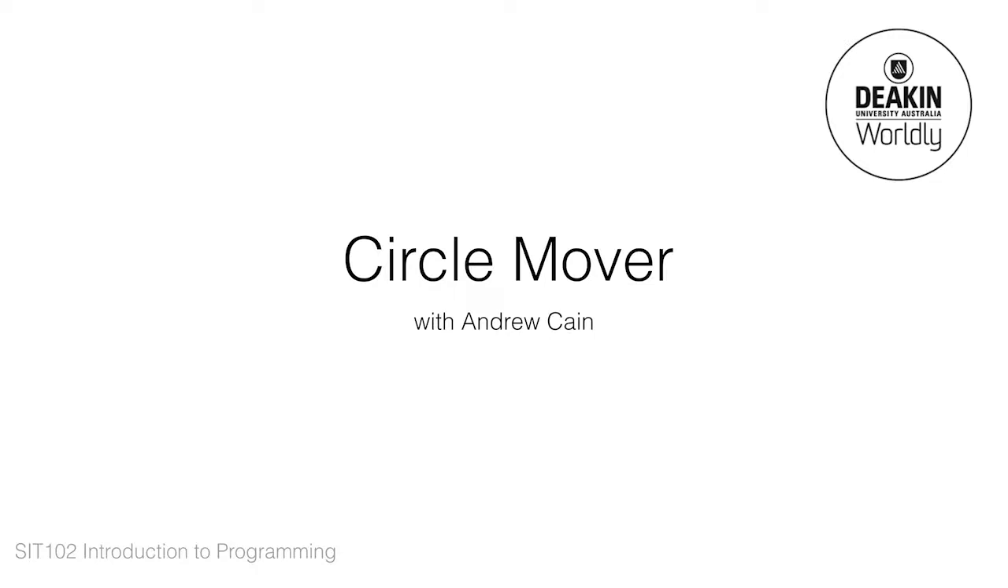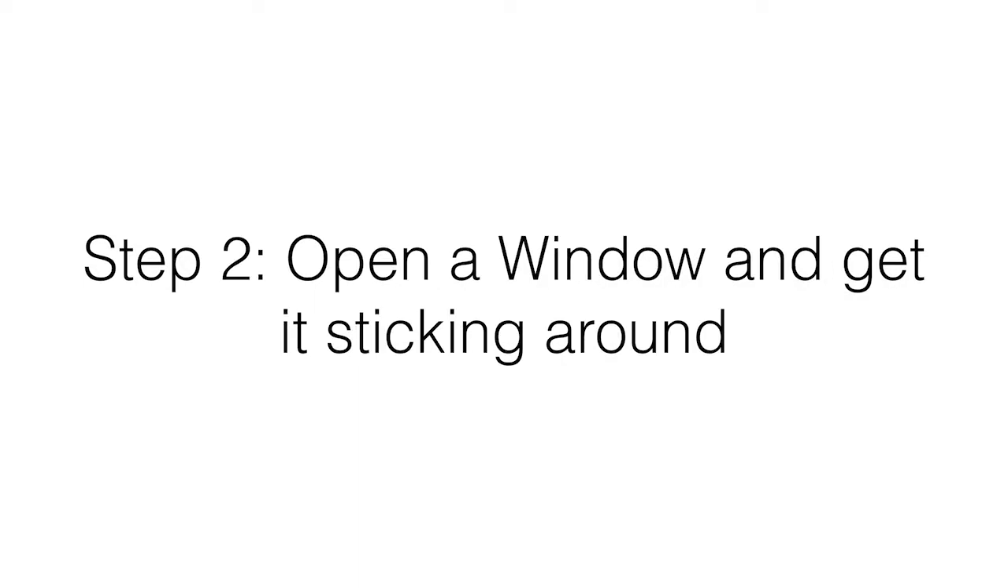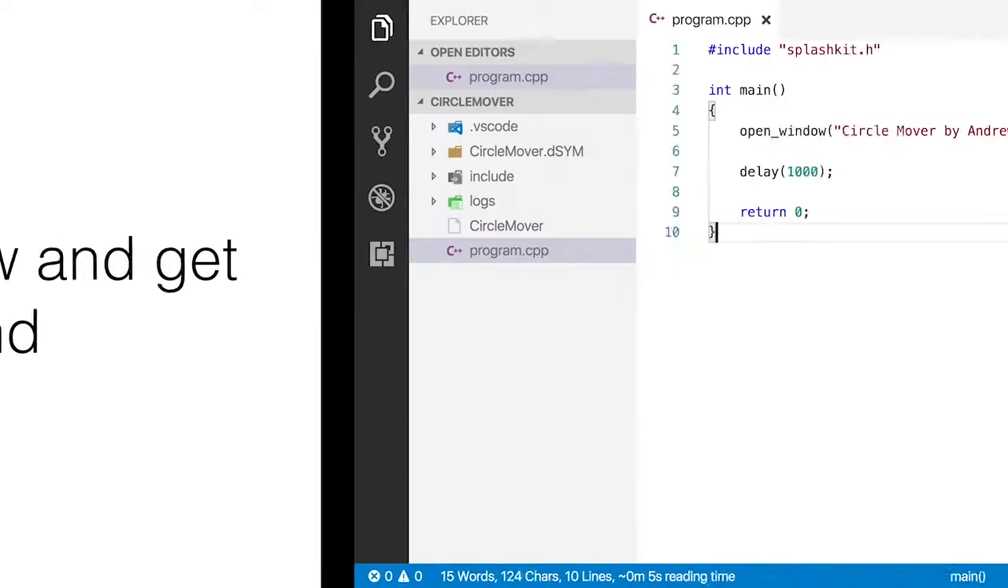In this task, Circle Mover, we're going to have a look at drawing things onto the screen and having the user be able to interact with those. We created a new project. The details are in the task sheet. And now what we want to do is to open a window and get it sticking around.